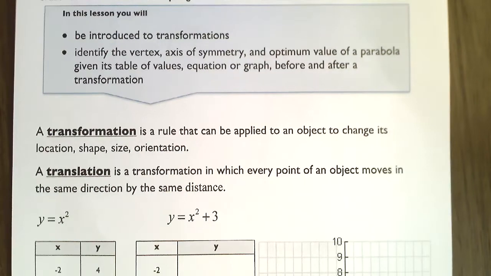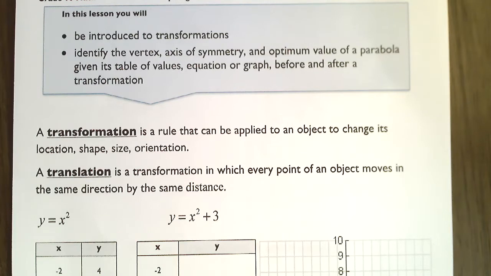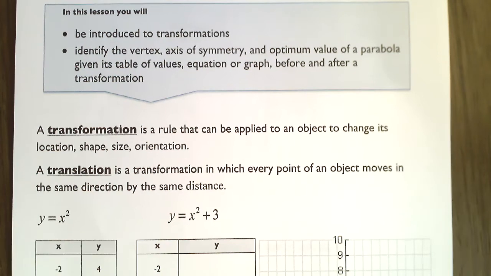What is a transformation? A transformation is a rule that can be applied to an object to change its location, shape, size, or orientation. Transformations are used frequently in computer graphics. For instance, a video game character can be made to turn around and move in the opposite direction using a combination of translations and a reflection. So, a translation is a transformation in which every point of an object moves in the same direction by the same distance. So let's look at a vertical translation that is applied to our original parabola.